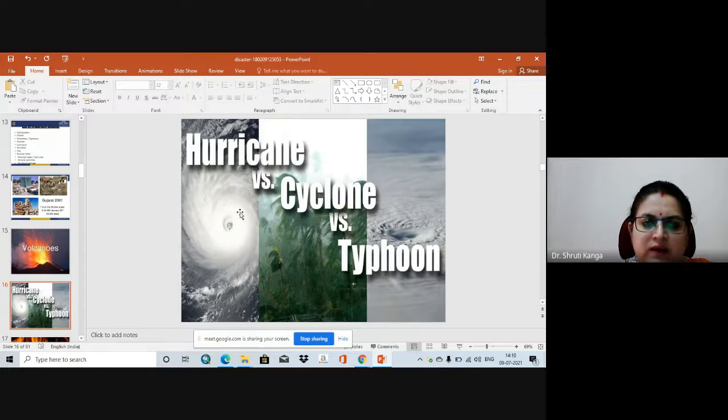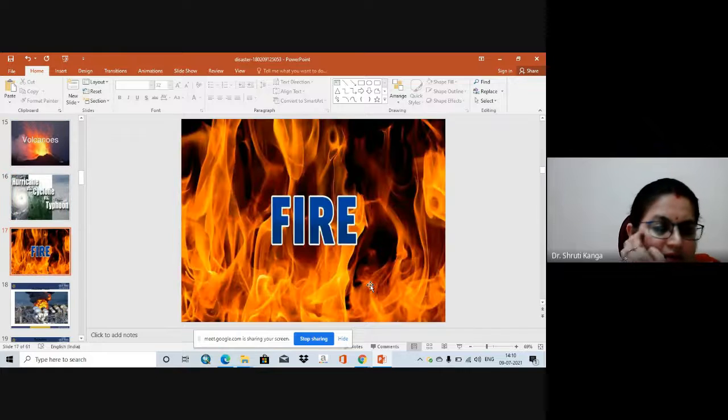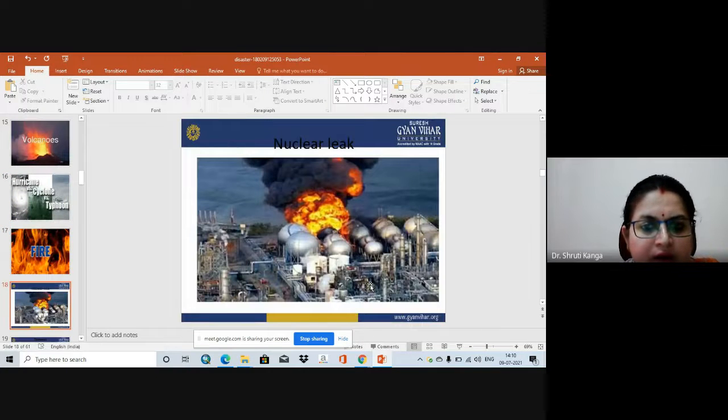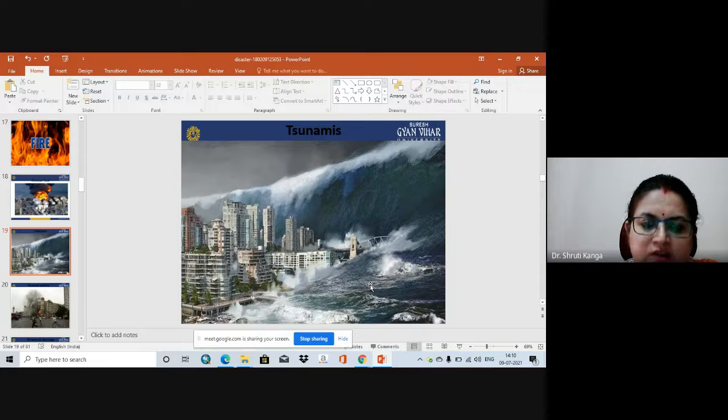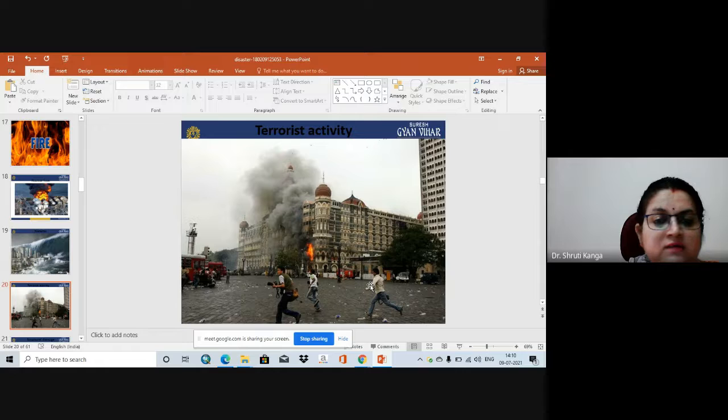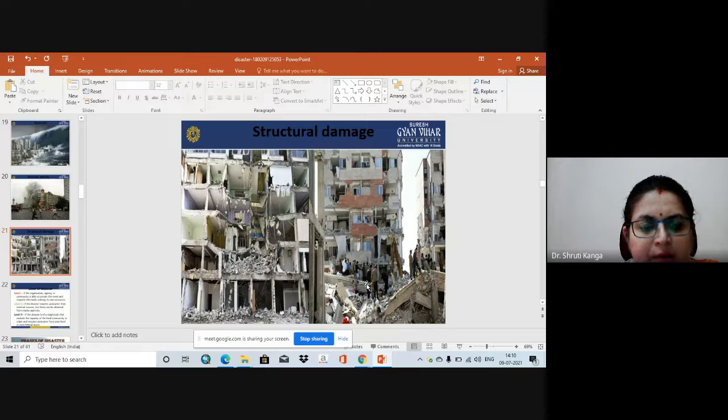So this is a hurricane, this is a cyclone, this is a typhoon. These are three different disasters which are again related to some meteorological conditions of the area. This is fire, this is a nuclear leak, and due to a nuclear leak there may be some explosion. This is a tsunami, which occurs in the coastal areas. Then this is a terrorist activity which took place in Mumbai. Structural damage.